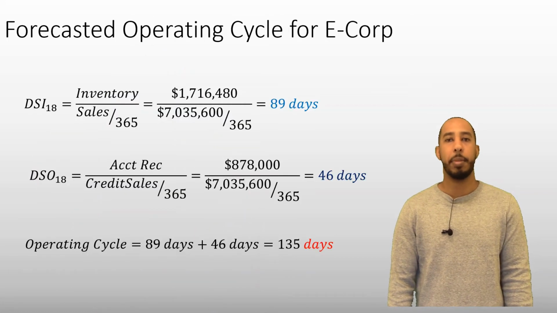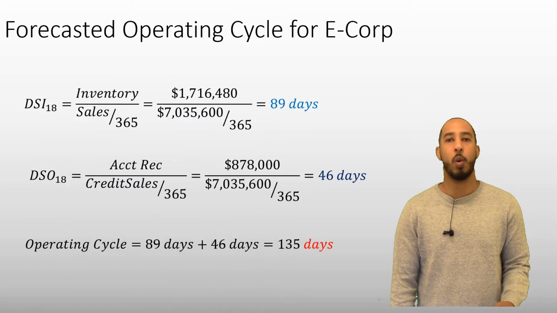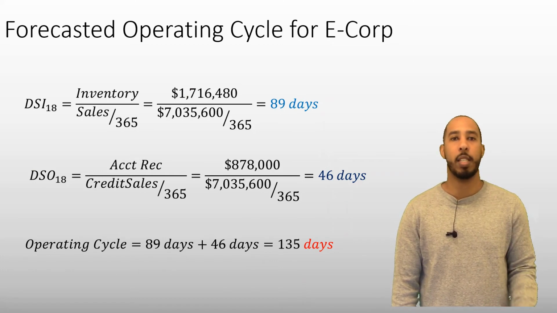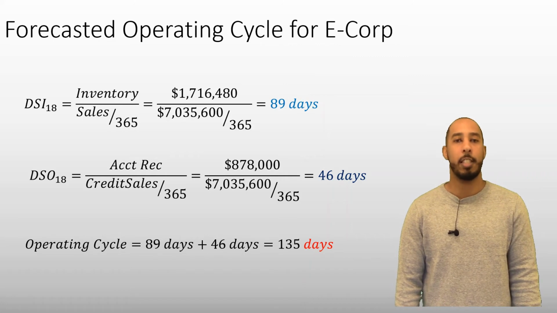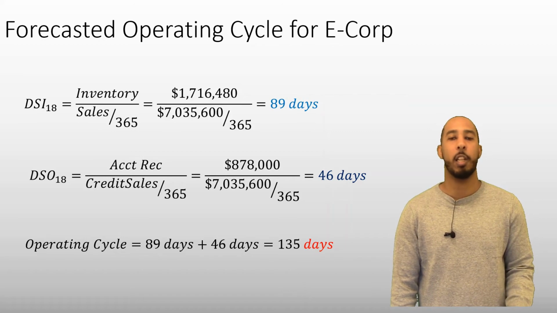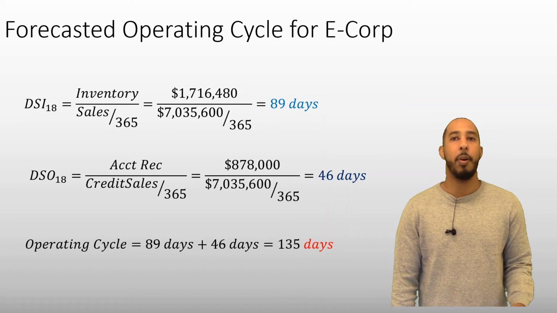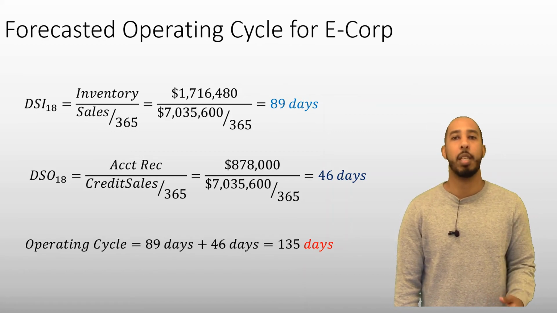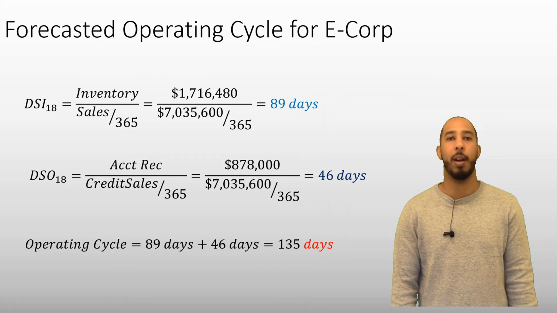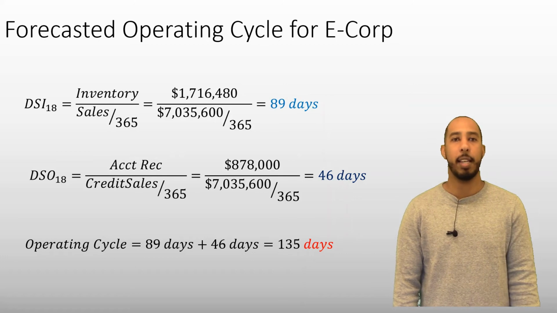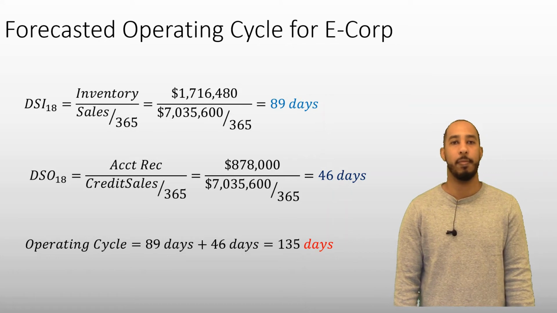Pulling information from E Corp statements, we see that their days sales and inventory is 89 days. It takes them on average 89 days to turn inventory into a sale. Their days sales outstanding is 46 days, which means on average, it takes 46 days to collect cash from customers. Putting the components together, they have an operating cycle of 135 days. That's the length of time to complete one full cycle of the entire production process. As with all ratios, there's little meaning to them unless we put them in context. Is 135 days good or bad? Let's do some comparisons to see.